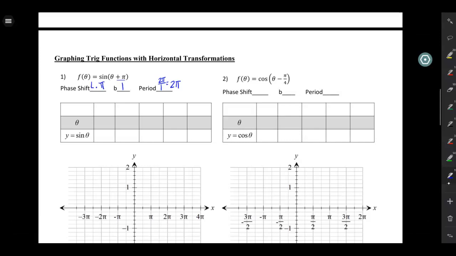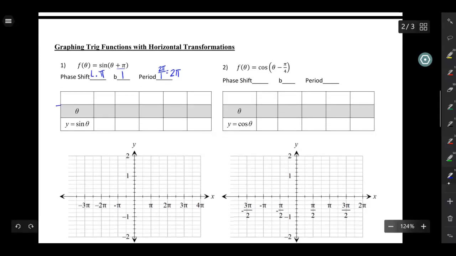So let's go ahead and look at what this parent function table would look like. So first, these bottom two lines are just going to be the original parent function. Okay. So I'm just going to go ahead. We're doing the sine of x, so I know I'm going to go by increments of pi halves. And then I've got these y values down here.